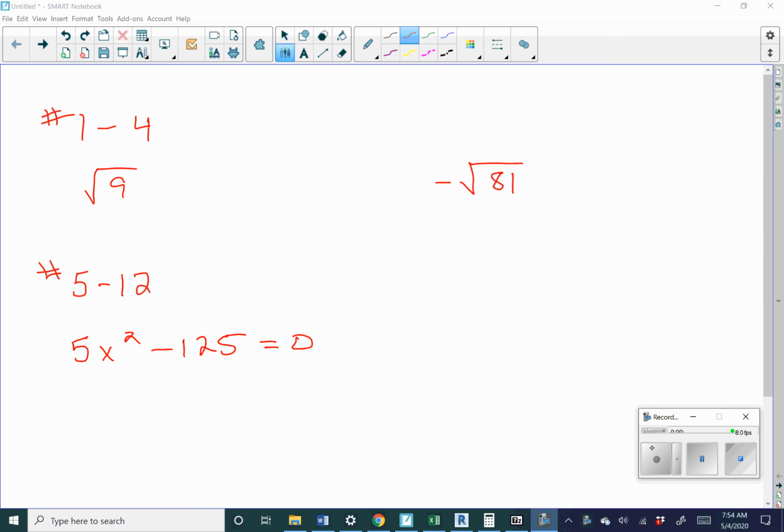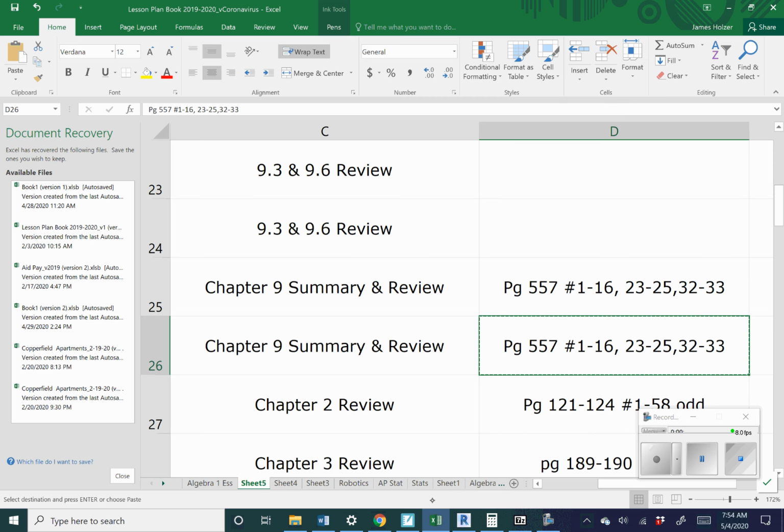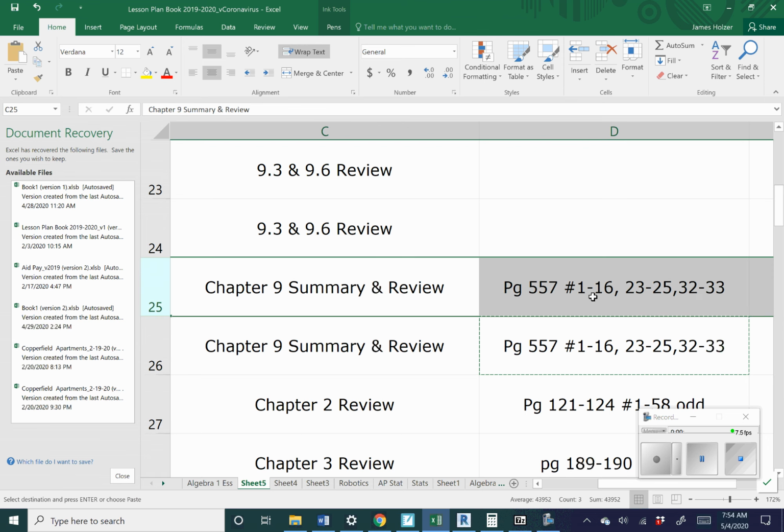This is probably the end of new material for this month, or for this year. After this, we're going to be doing a bunch of review on stuff. So anyway, today's assignment is on page 557. It's for the next 2 days. 557, 1 through 16, 23 through 25, and 32 through 33.